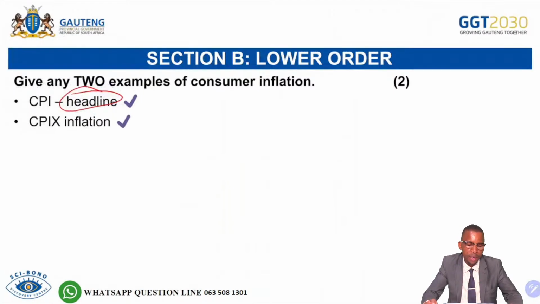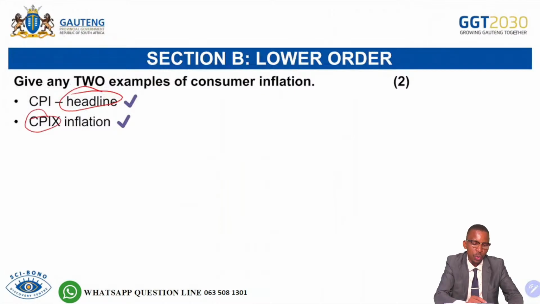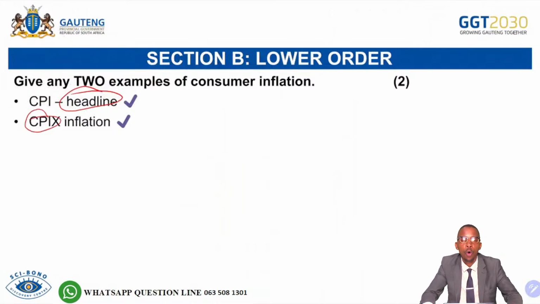And then we have CPIX inflation. So this is the inflation or consumer inflation type that has been adjusted. It excludes mortgage bonds or interest rates. Then we have core inflation. Core inflation refers to the inflation that excludes goods with highly volatile prices, such as food, such as fuel. Those prices are volatile, they're inconsistent, they can increase or decrease anytime. So they are not part of the core inflation.